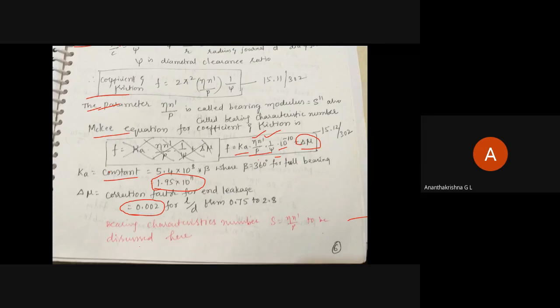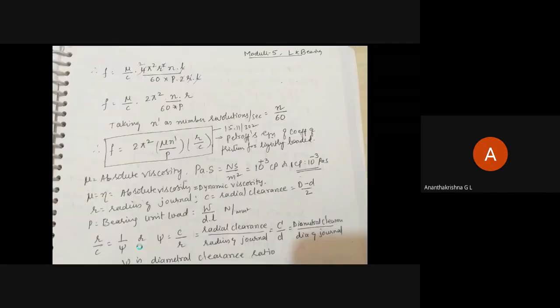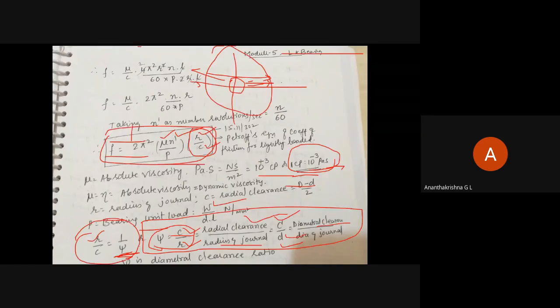Are you able to catch what I'm telling? And P is equal to unit load, bearing unit load given by W by L into D. What do L and D stand for? Can anyone tell me? What do L and D stand for? Length and diameter of journal.